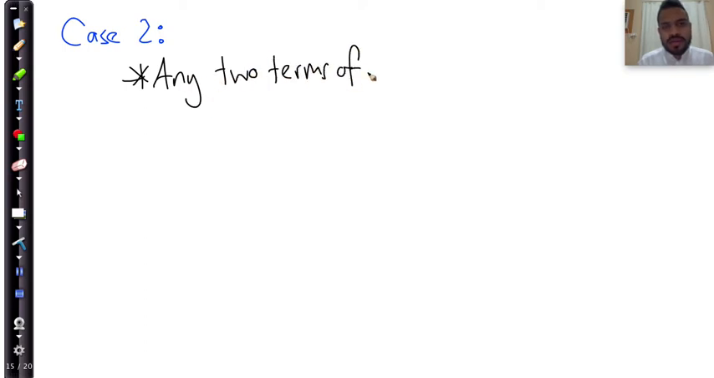Right? So we're going to look at case 2. Now remember, case 2 for geometric works exactly the same as if it were case 2 for an arithmetic sequence. Firstly, the sequence is not given, but rather any two terms are given. Any two terms of the sequence are given. Right? And what you need to do is find the parameters of that.